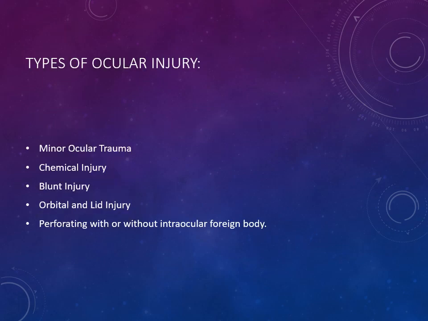What are the types of ocular injury? Different degrees. The spectrum is wide. It ranges from minor ocular injury, chemical injury, blunt injury, orbital and lens injury, then perforating injury with or without intraocular foreign body.